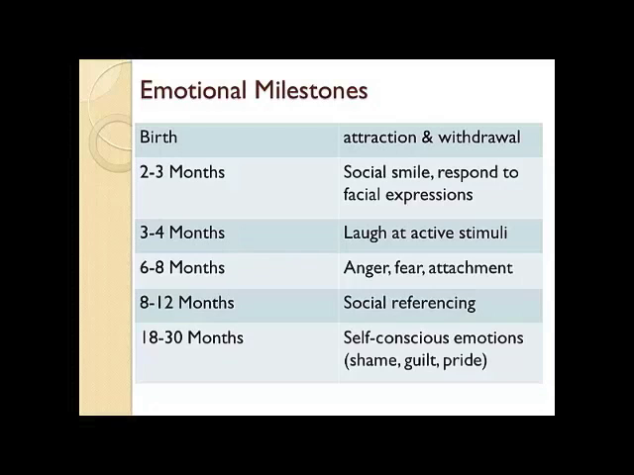At about 6 to 8 months of age, now you're really being able to see anger, fear, as well as attachment. We're going to talk about attachment in more detail later on in the semester, but it really is a very important milestone for later development and later outcomes. At 8 to 12 months of age, social referencing is really emerging. We'll talk about that in a few minutes. And about 18 to 30 months, now we're seeing some more of the self-conscious emotions, things like shame, guilt, and pride.